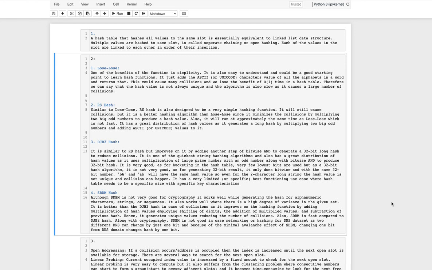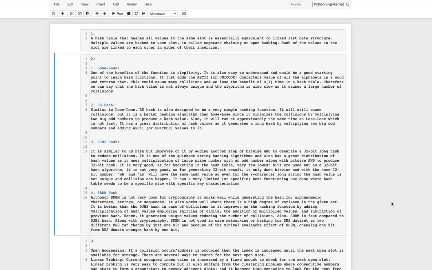Very few of the lowest bits are used, so as a 32-bit hash algorithm, it is not good. For generating the 32-bit result, it only does bitwise AND with the same 32-bit number. Let's say BA and AB will have the same hash value. So even for a two-character string, the hash value is not unique and collisions can happen. It has a very limited best-functioning use case where the hash table needs to be a specific size with specific key characteristics. Fourth is the SDBM hash.